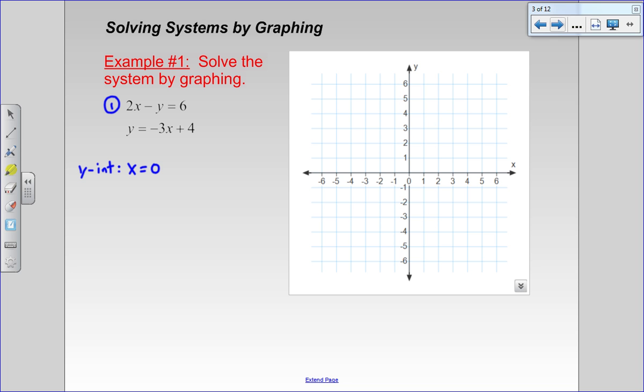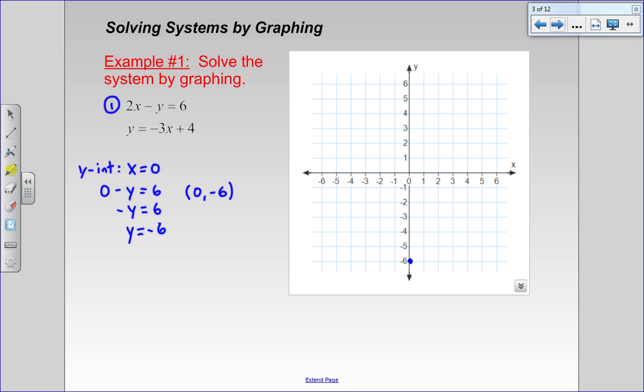In this case, the equation would say 0 minus y equals 6, or negative y equals 6. Now we could multiply both sides of the equation by negative 1 to obtain y equals negative 6. This means the y-intercept of our line is 0, negative 6, and we can plot that point on our graph.